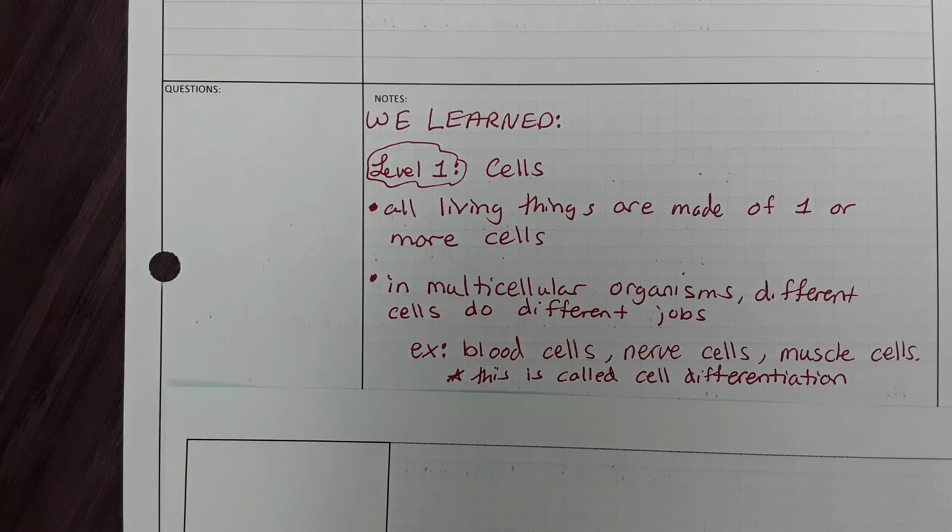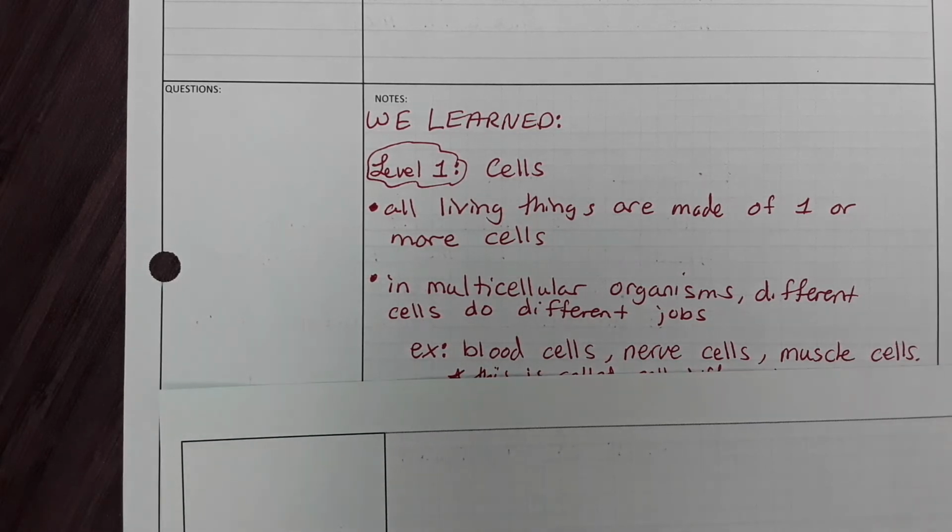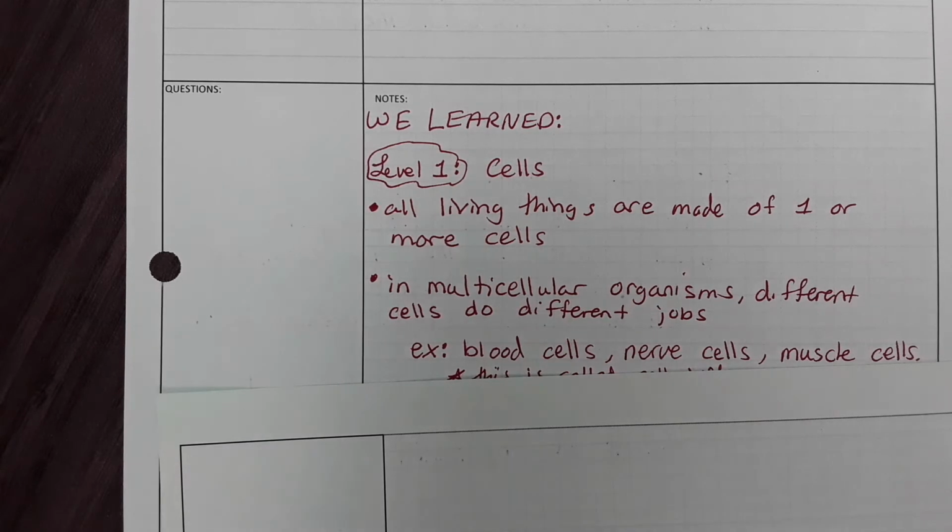The lung cells do their job. We have stomach cells that do their job. All of them have different jobs. We got to see in class examples of bone cells as well as, I think it was, a heart cell. So we got to see that they are made up differently, and that's because they do different jobs.